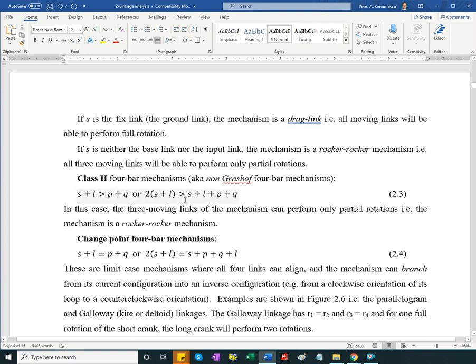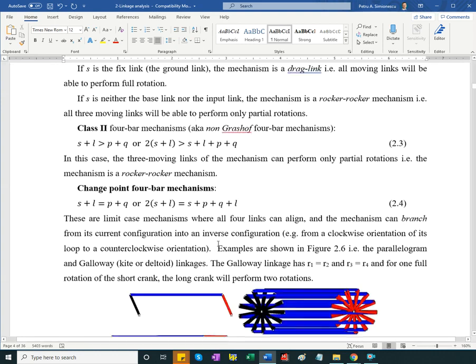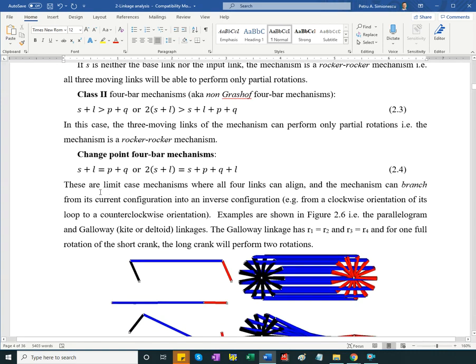Equivalent, making use of the sum of all 4 links, easier to program in Excel or in a programming language, would be twice the sum of the shortest and longest lengths of the links. If it's greater than the sum of all links, then that's a class 2 or non-Grashof 4-bar. No link can be driven full rotation, so this can operate only as crank rocker mechanism. And then the limit case is where I have the equal sign. So this will be a change point 4-bar.